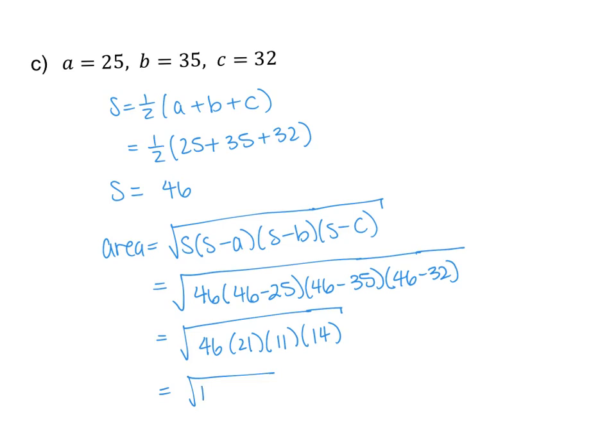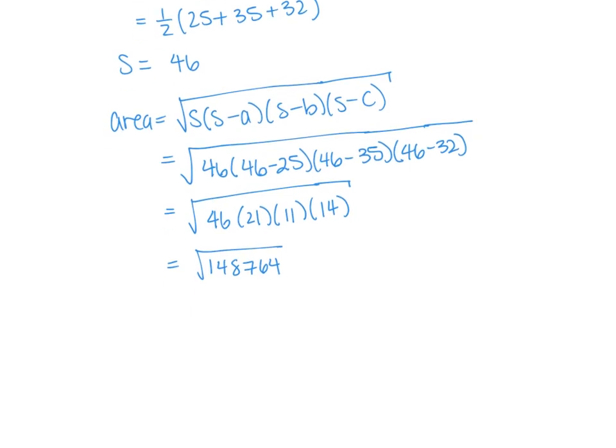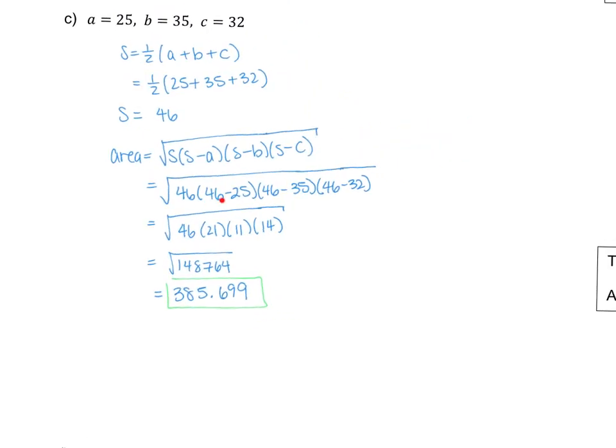And that would give me 148,764. And then just take the square root of that number. If I take the square root of this number, I get 385.699, rounded to 3 decimal places. By the way, you can plug in all of this in one go, perfectly fine. But as a beginner, if you're not very good with the calculator, just do it step by step and then take the square root later. But I believe a TI-84 calculator can handle that type of order of operations.